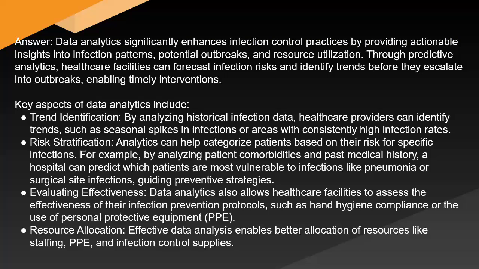Analytics can help categorize patients based on their risk for specific infections. For example, by analyzing patient comorbidities and past medical history, a hospital can predict which patients are most vulnerable to infections like pneumonia or surgical site infections, guiding preventive strategies. Evaluating effectiveness. Data analytics also allows healthcare facilities to assess the effectiveness of their infection prevention protocols, such as hand hygiene compliance or the use of personal protective equipment (PPE).